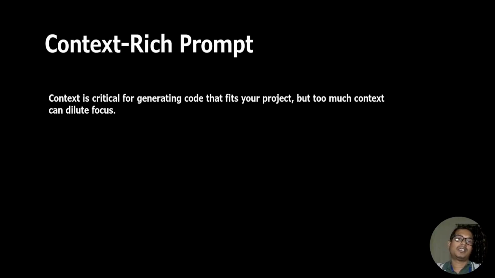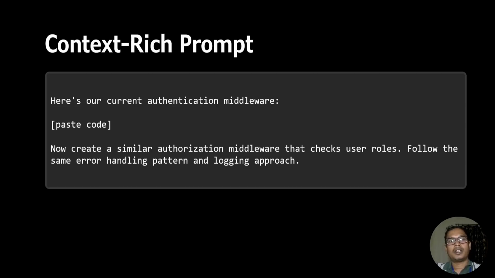Another prompt engineering technique is the context-rich prompt. That means whenever you are writing prompts, you define your context, then you write the instructions. Okay, I think most of us are using this kind of prompt in day-to-day life. Here, you give this kind of prompt to your AI: here is your current authentication middleware, and you give the entire authentication middleware code in the prompt.